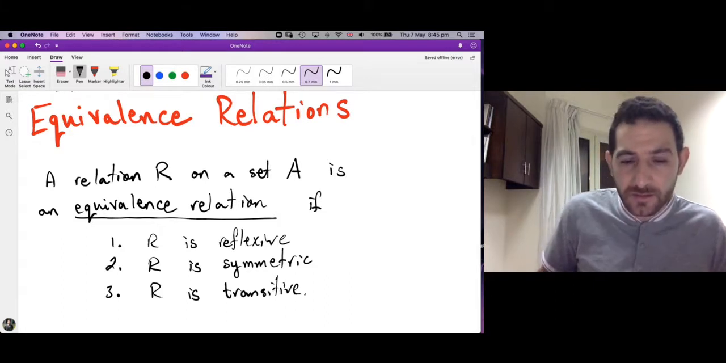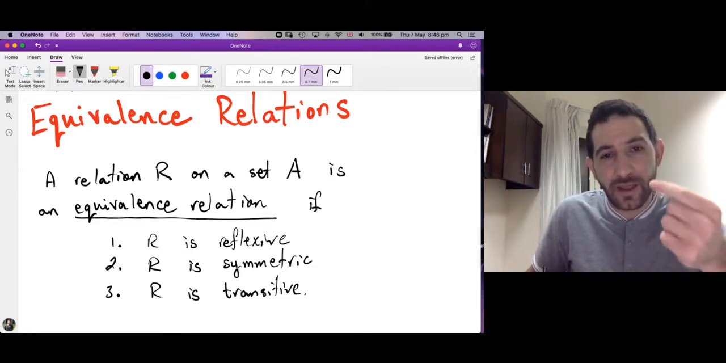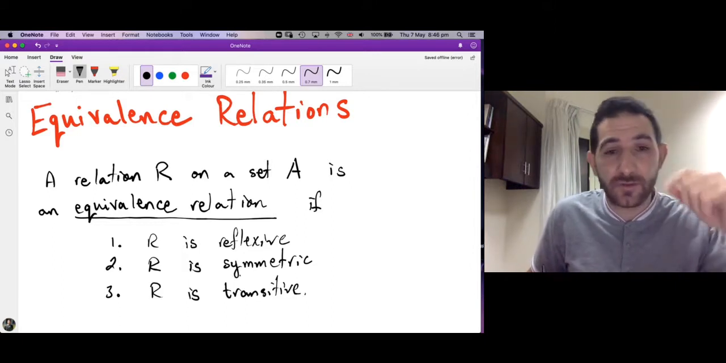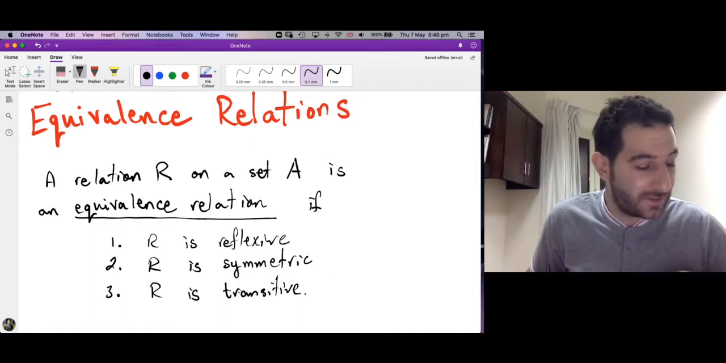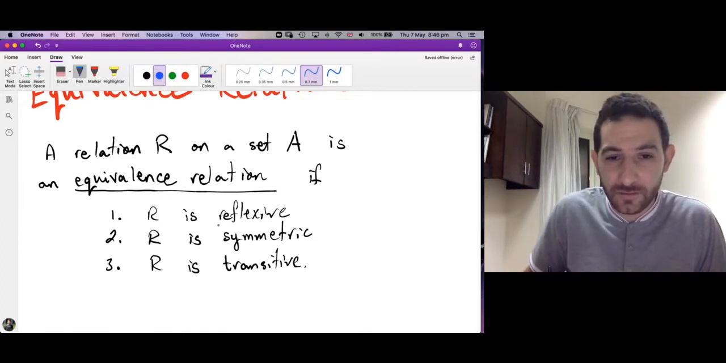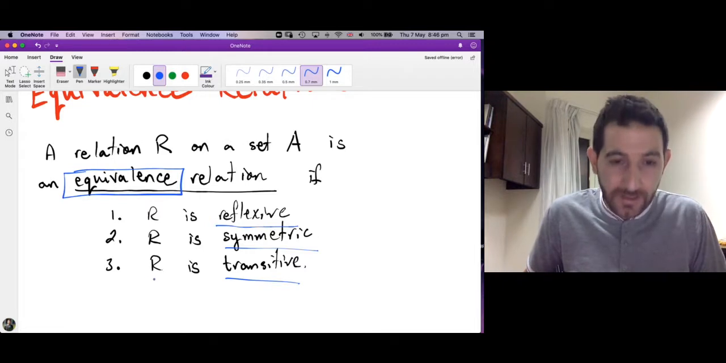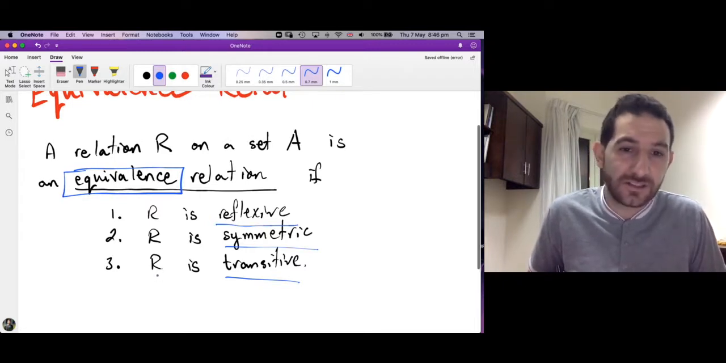Let's quickly revise these three properties. Reflexive means every element in A is related to itself. Symmetric means whenever A is related to B, then B is also related to A. So whenever we have an arrow, we have a reverse arrow. And transitive means whenever a first element is related to a second, and the second element is related to the third, then the first is related to the third. This is called transitivity. So these three properties together turned out to make a very important relation, and we give it a special name, which is an equivalence relation. So we will spend this session studying equivalence relations.